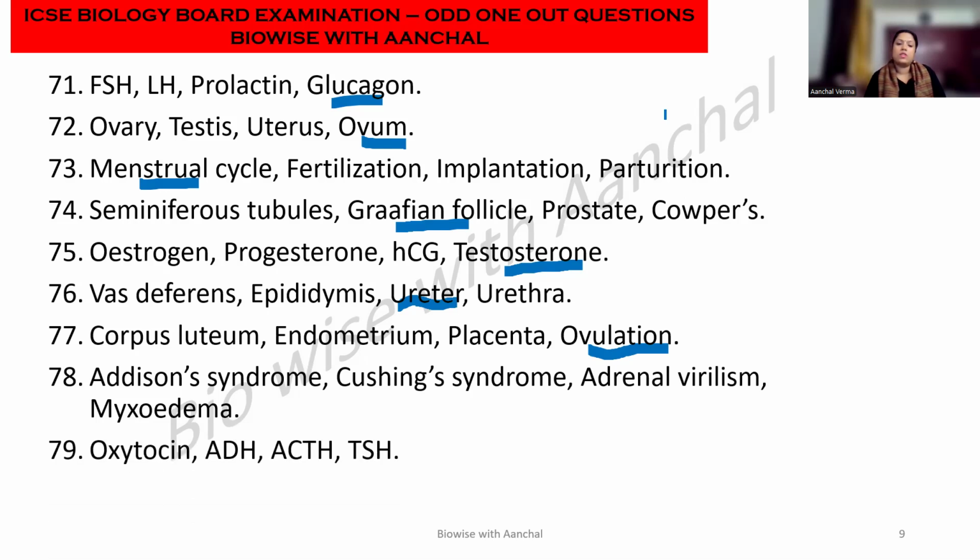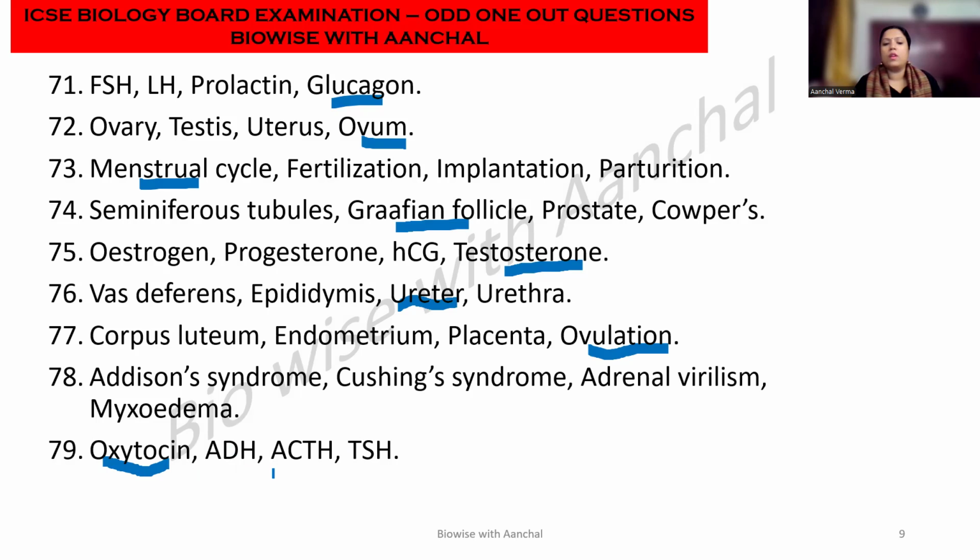Oxytocin, ADH, ACTH, and TSH. Now here, ADH, ACTH, and TSH, and oxytocin. Antidiuretic hormone and oxytocin, ADH. Here, oxytocin is the odd one out. The rest are all tropic hormones. Yes? Any doubt here?